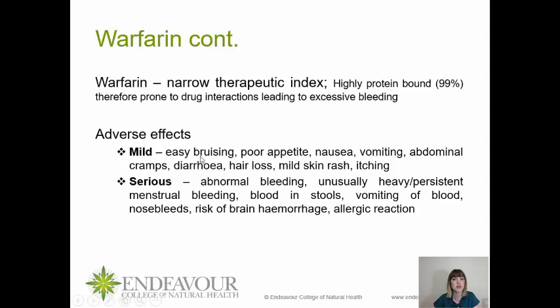The adverse effects that might occur are mostly related to excessive bleeding. So mild ones would be things like easy bruising, whereas serious ones are going to be abnormal bleeding, such as heavy or persistent menstrual bleeding, blood in the stools, vomiting of blood, severe nosebleeds that are very difficult to stop, risk of brain hemorrhage as well. So these are things that can happen if the dose is too high of warfarin, and getting the dose just right is difficult because of the narrow therapeutic index. There are other reactions that can happen to do with gastrointestinal disruptions and hypersensitivity reactions such as rashes, itching and other allergic reactions.